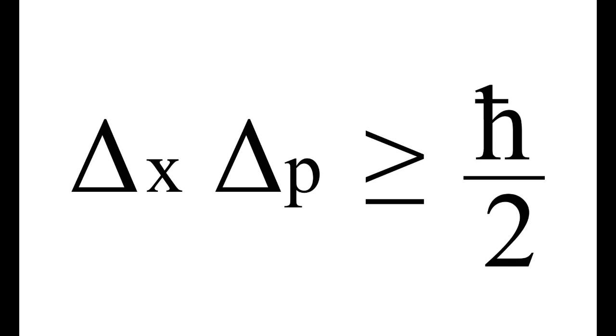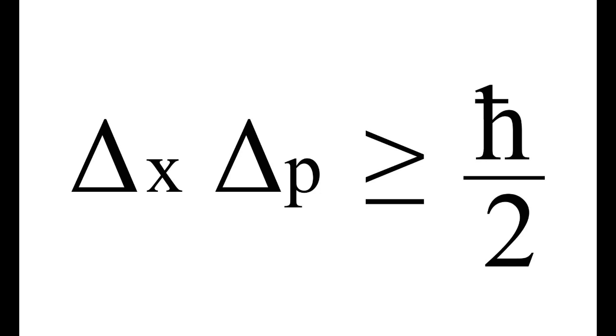More precisely, delta x times delta p is greater than or equal to h over 4 pi, where delta x equals the uncertainty in position, delta p equals the uncertainty in momentum, mass times velocity, and h equals Planck's constant, 6.626 times 10^-34 joule-seconds.